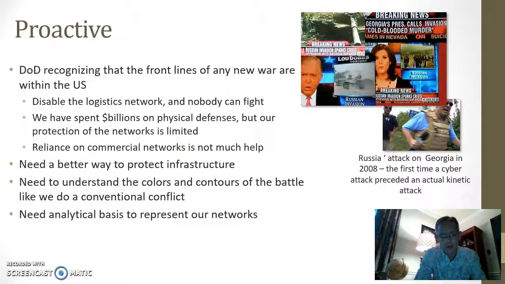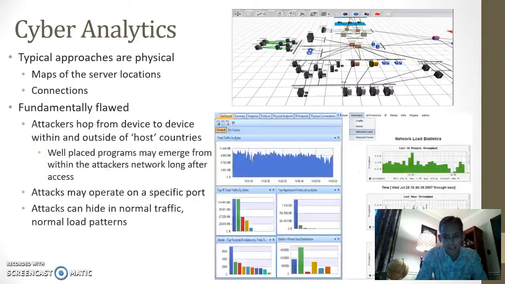It's no longer tanks charging across the Fulda Gap in Europe as the first shots. The first shots fired are going to be on the network. And we can't rely on commercial networks. They're not going to be much help either. So you need a better way to protect that infrastructure. And that means you need to understand the colors and the contours of the battle that's coming, and some analytical capabilities that can give you the ability to represent networks and understand when you're actually under attack. So cyber analytics play into that.